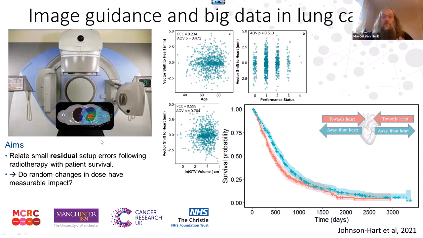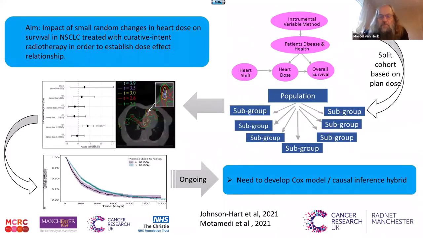And it turned out that if you factorize these shifts, indeed in the shifts towards and away from the heart, you find a significant difference in overall survival. And this actually is an instrumental variable method, because we have a small modification of the dose that is not related to any confounders. And we showed in a cohort of about 1,000 patients that we could relate that to survival. So now we are looking into creating an instrumental variable method that is more formal.